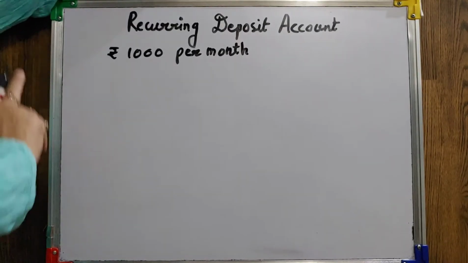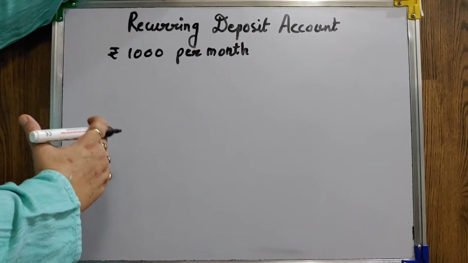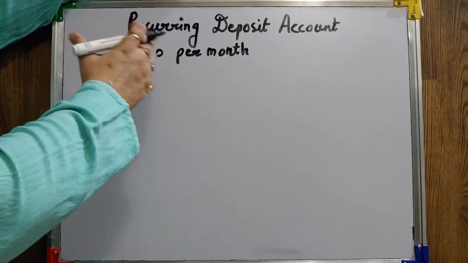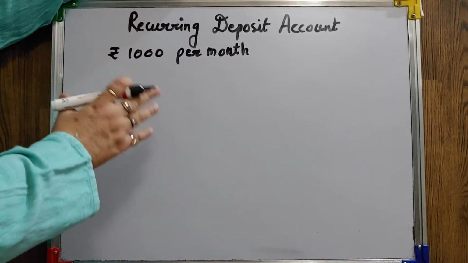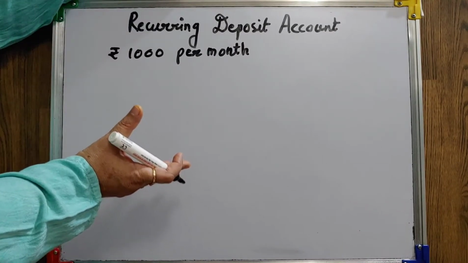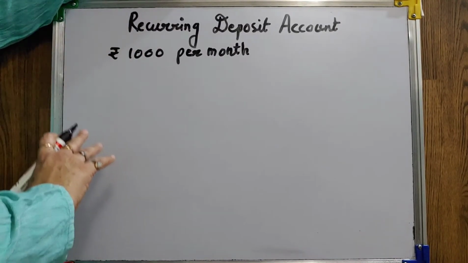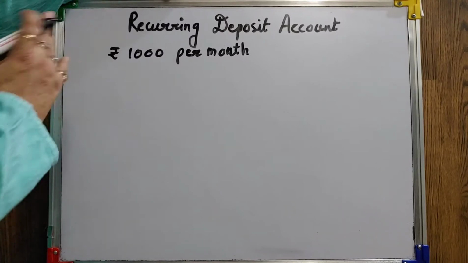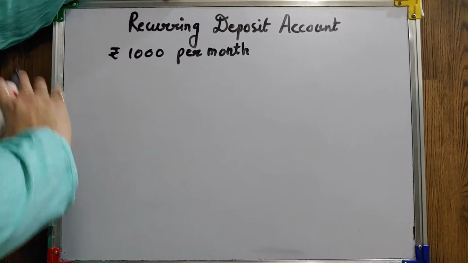Now, suppose you are keeping your account for 3 years. After 3 years, whatever amount you have deposited, along with interest, you will get back at the time of maturity. So that is the maturity value. Now, how to calculate interest?